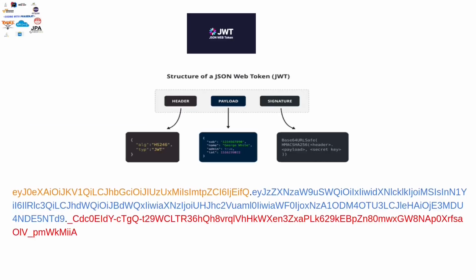Now in this structure you can see here that each JWT contains three parts, that is the header, the payload and the signature. And in this example you see the three parts are separated by a dot, and the first part is the header, the second part is the payload, and the third one is the signature. So now let me explain how you can sign the JWT.